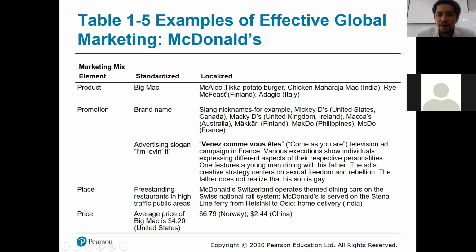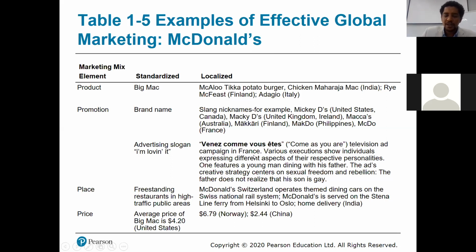In Italy, they call it Adagio, I don't know, Adagio. In other countries, so there are different names given for Big Mac, and also for the brand name itself. So McDonald's is the brand name, but if you go to United States, they also call it Mickey D's, or in United Kingdom, they call it Mickey D, okay? So different names. And also the advertising, as I've said, "I'm loving it," is translated to different countries' languages, okay?